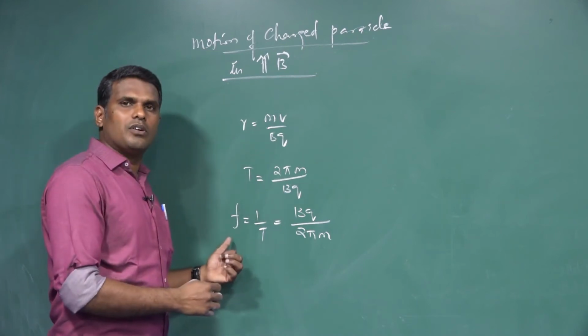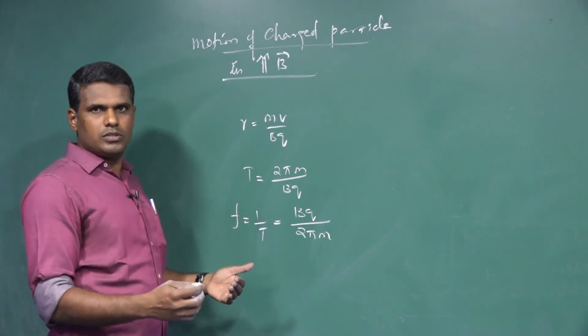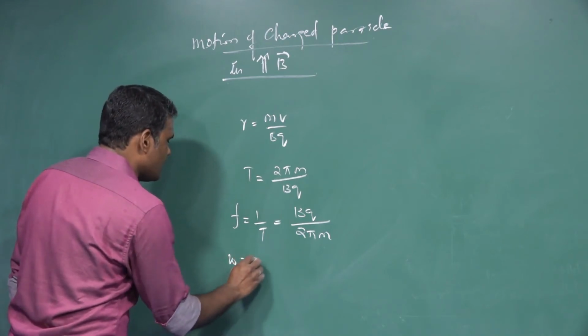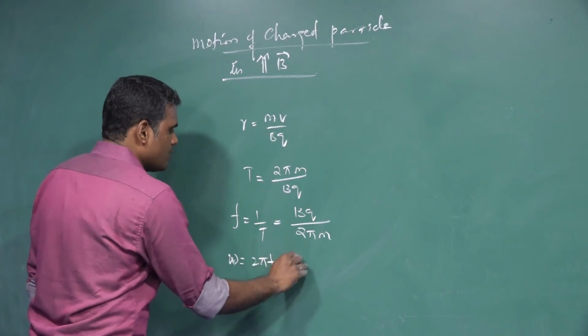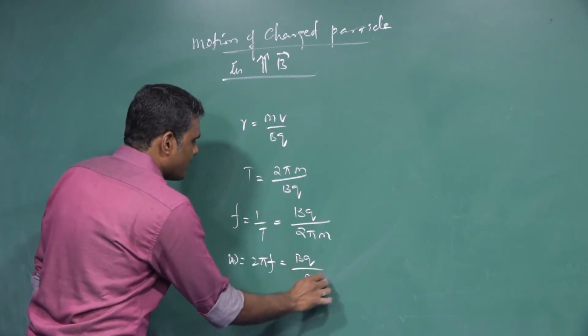If frequency is known, then we have to calculate angular frequency. Angular frequency omega is equal to 2 pi f. This is equal to bq divided by m.